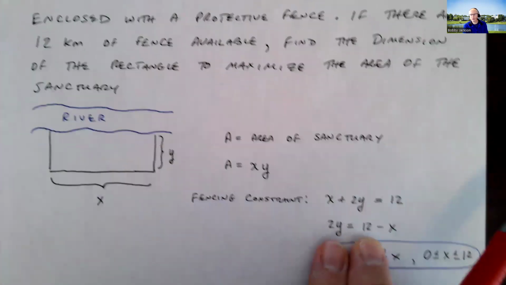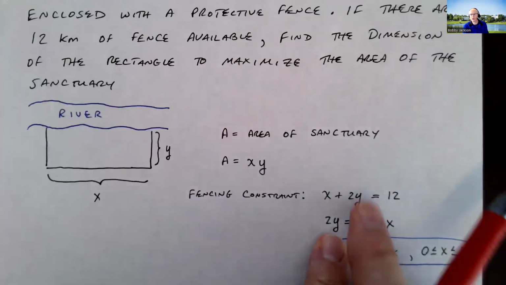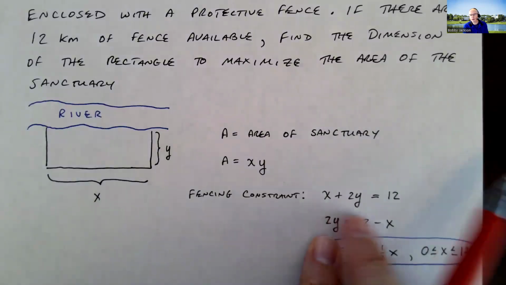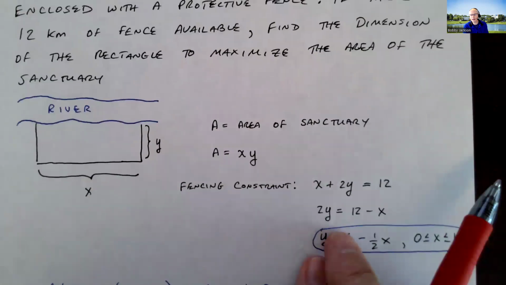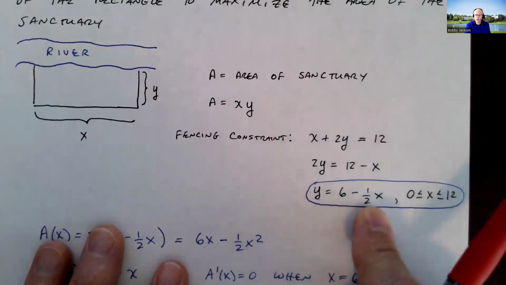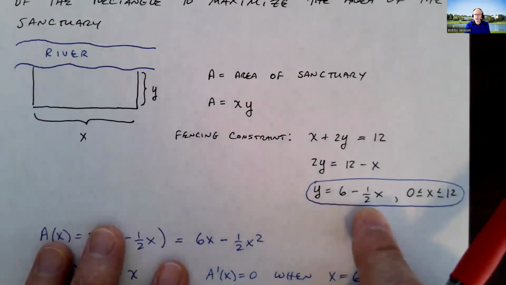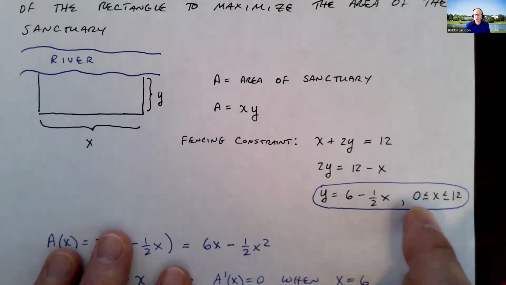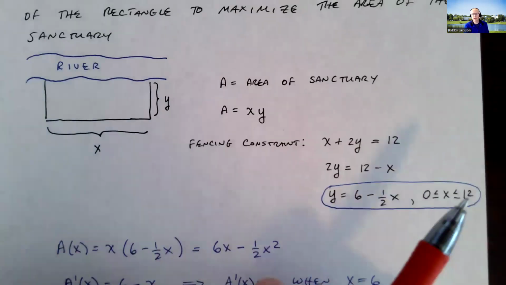So solving for X is what I chose to do here, or sorry, solving for Y is what I chose to do here. So I subtracted X from both sides and then divided both sides by 2. 12 divided by 2 is 6, and then X divided by 2 is 1/2 X. Now, X can be anywhere technically from 0. Of course, what does it mean that X goes to 0?